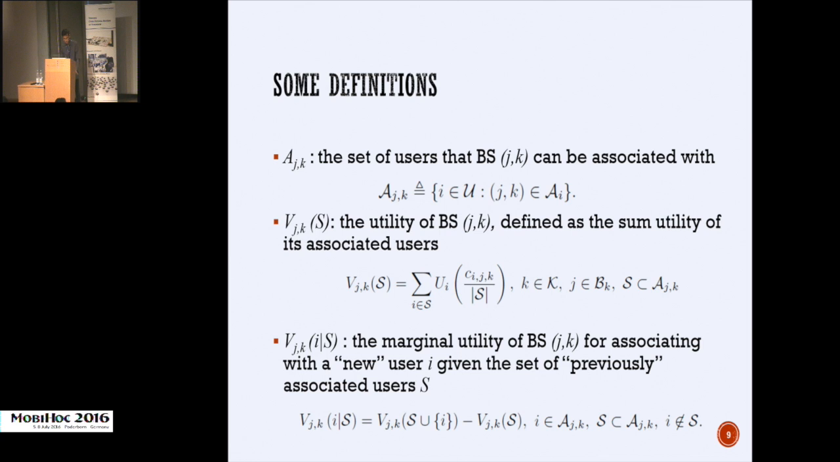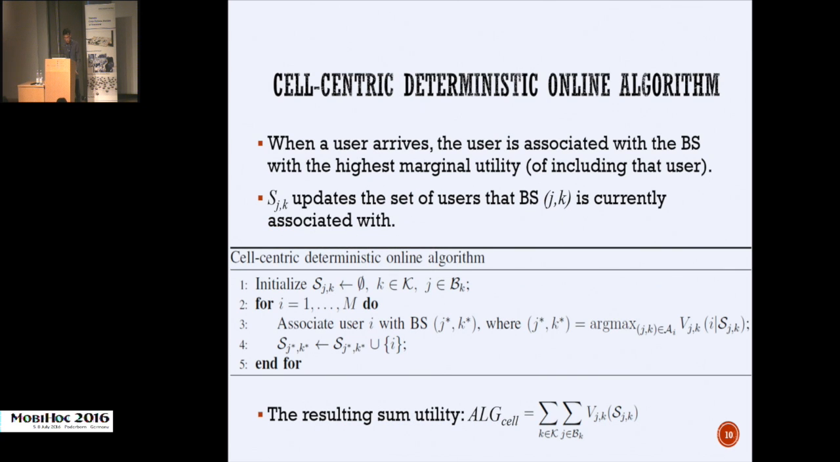After this definition, we will introduce the first CELL-centric deterministic online algorithm. The general idea is that when a user arrives, the user is associated with the base station that has the highest marginal utility for that particular user. Remember that the user-centric algorithm associates the user with the base station that gives the highest user utility, but in this CELL-centric algorithm, the user is associated with the base station that gives the highest marginal utility. Similarly, SJK updates the current set of users that base station JK is associated with. We use ALG cell to denote the resulting sum utility of this algorithm.